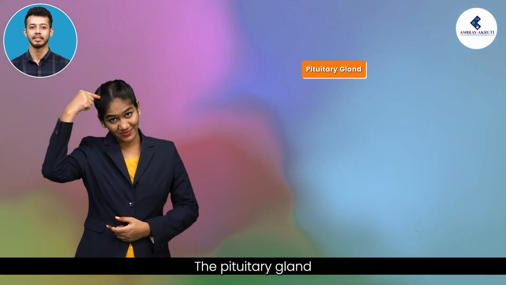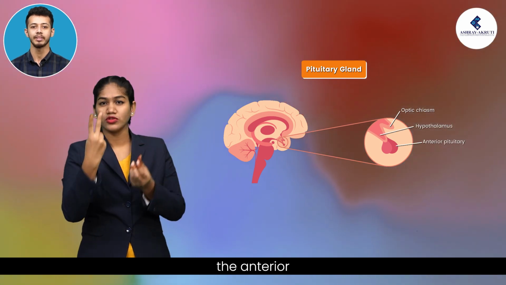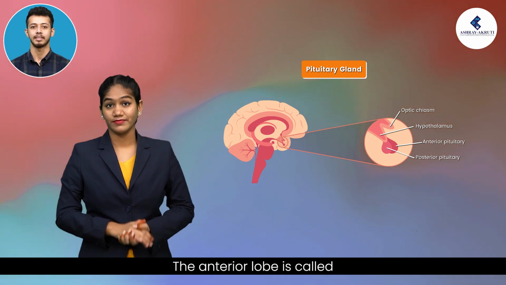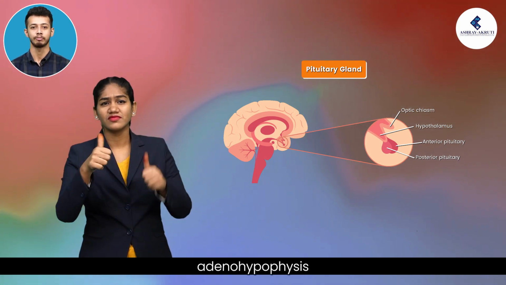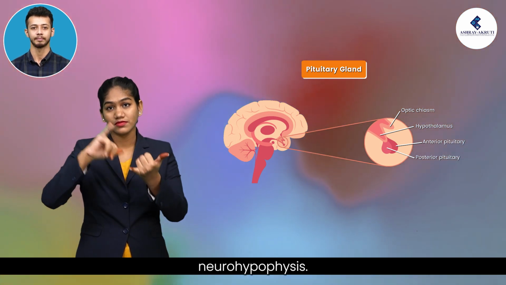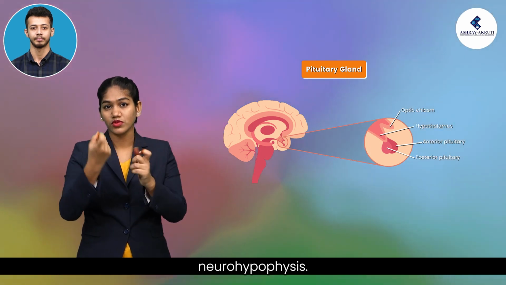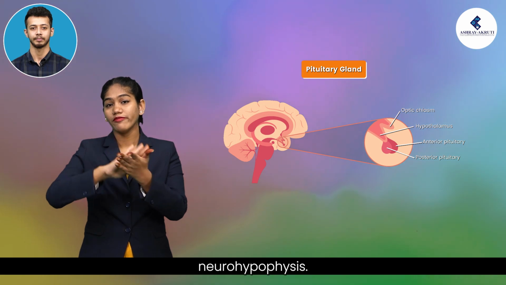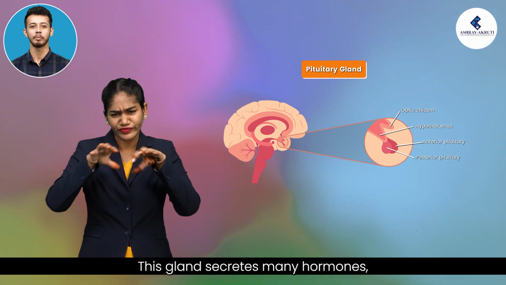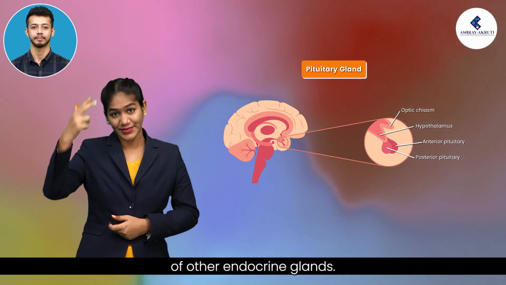The pituitary gland is situated at the base of the brain with two lobes, the anterior and posterior lobes. The anterior lobe is called adenohypophysis and the posterior lobe is called neurohypophysis. This gland secretes many hormones which control the functioning of other endocrine glands.